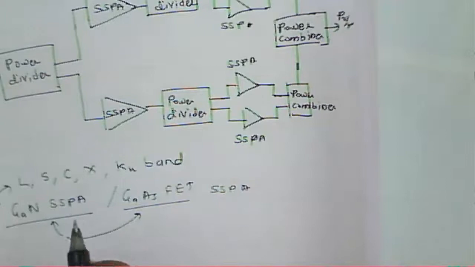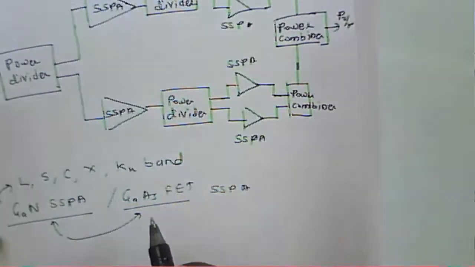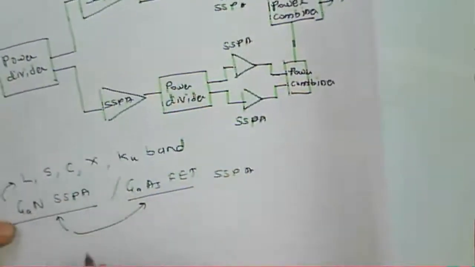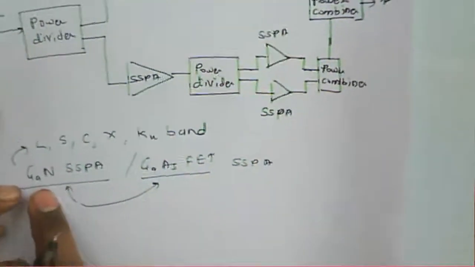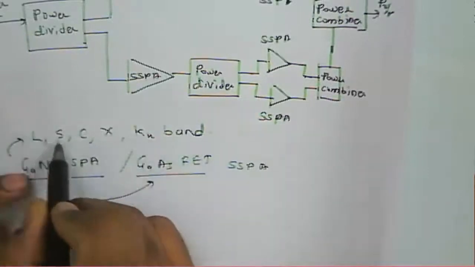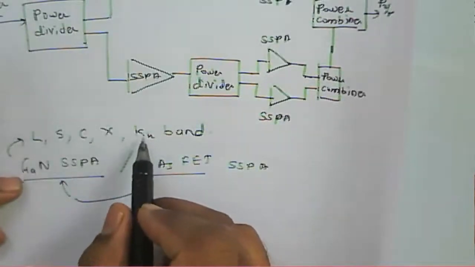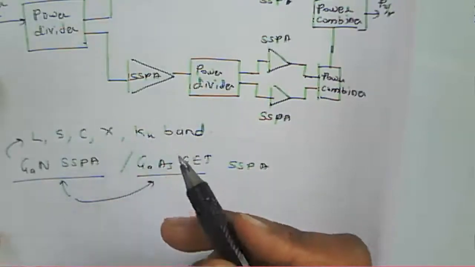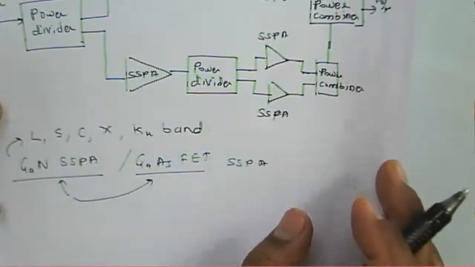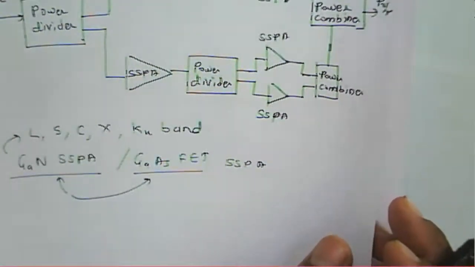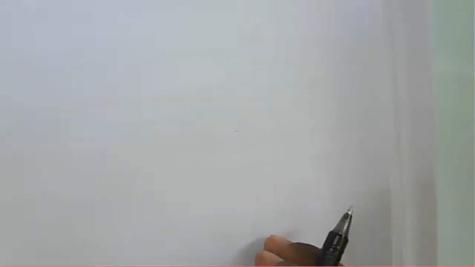The efficiency of this gallium arsenide SSPA or gallium nitride SSPA depends upon which band of operation is used. Suppose we consider it for the C band; in that case we get an efficiency of approximately 50%. So that is about the gallium arsenide, or solid state power amplifier.